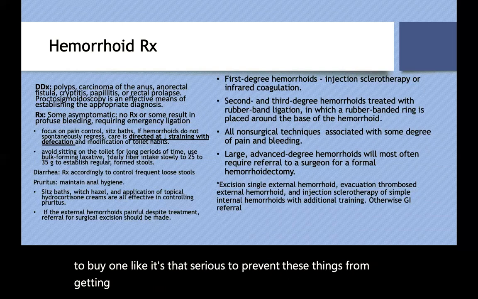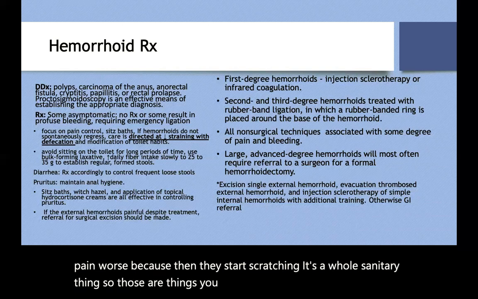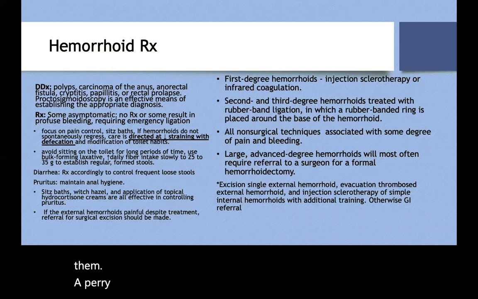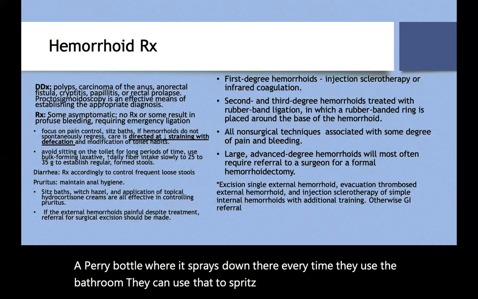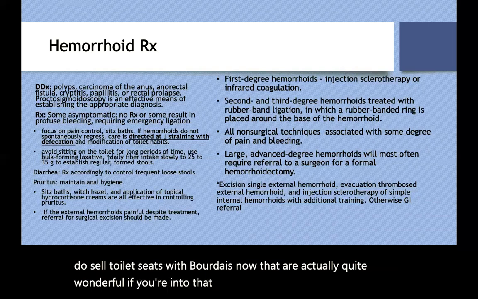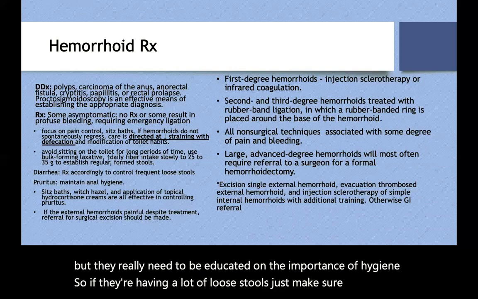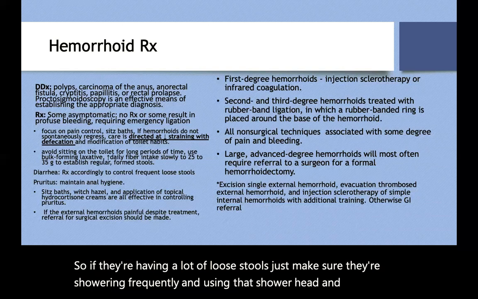And anal itching, the pruritus, definitely can make pain worse, because then they start scratching. It's a whole sanitary thing. So those are things you really want to educate. Maybe get them a peri bottle where it sprays down there every time they use the bathroom. They can use that to spritz themselves down there. They do sell toilet seats with bidets now that are actually quite wonderful if you're into that, or they can afford that. That's great. But they really need to be educated on the importance of hygiene. So if they're having a lot of loose stools, just make sure they're showering frequently and using that shower head and really rinsing down there.